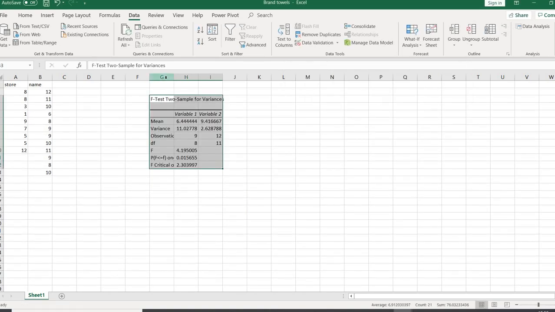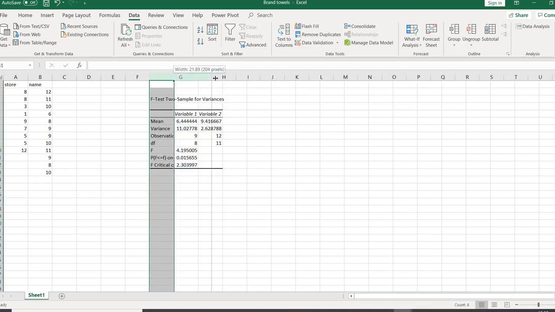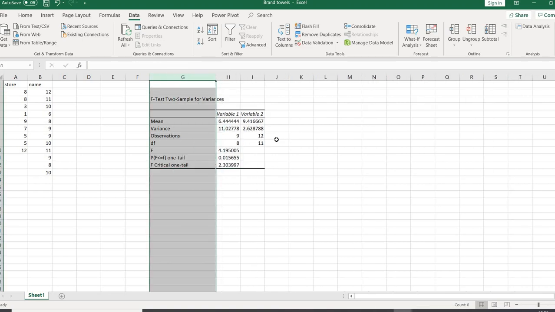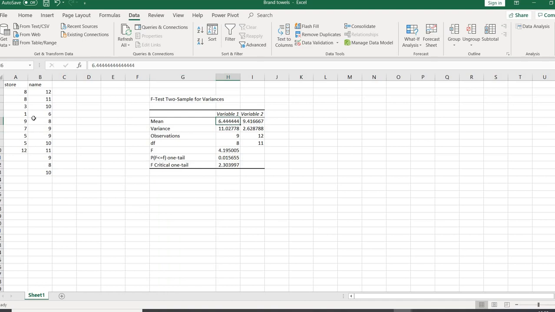Here you are. So these are the results for testing, the test for equal or unequal variances. And here are the means. The mean for sample 1, and this is the mean for sample 2, and this is the variance for sample 1, and this is the variance for sample 2. Easy. The number of observations and the degrees of freedom are given.